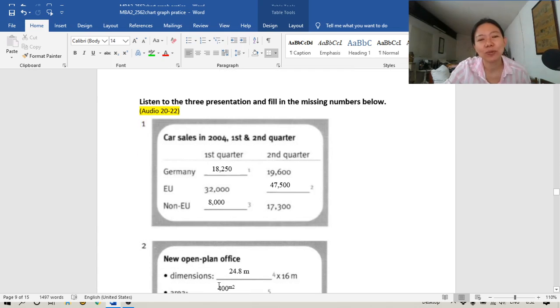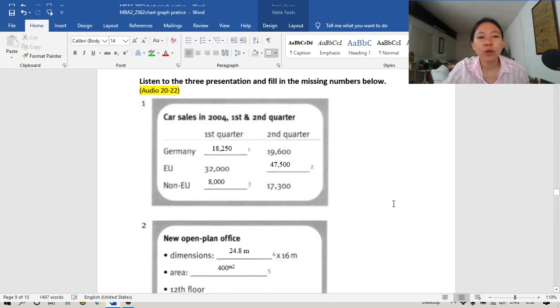So in the past week you listened a lot. I asked you to listen to 3 presentations and fill in the missing numbers here. So first is the car sales in 2004 from the first and second quarter. So in the first quarter, Germany sold 18,250. So this is the missing number. And next for the EU, in the second quarter, it sold 47,500 cars. And for the non-EU, in the first quarter, it sold 8,000 cars.